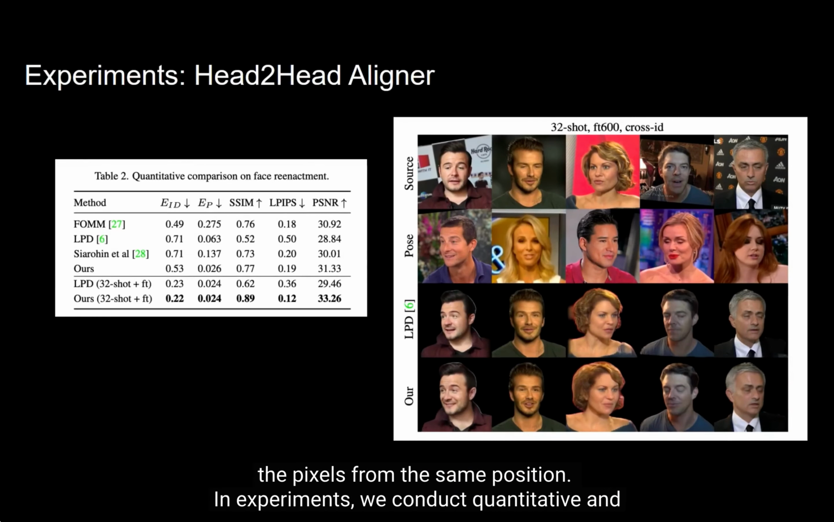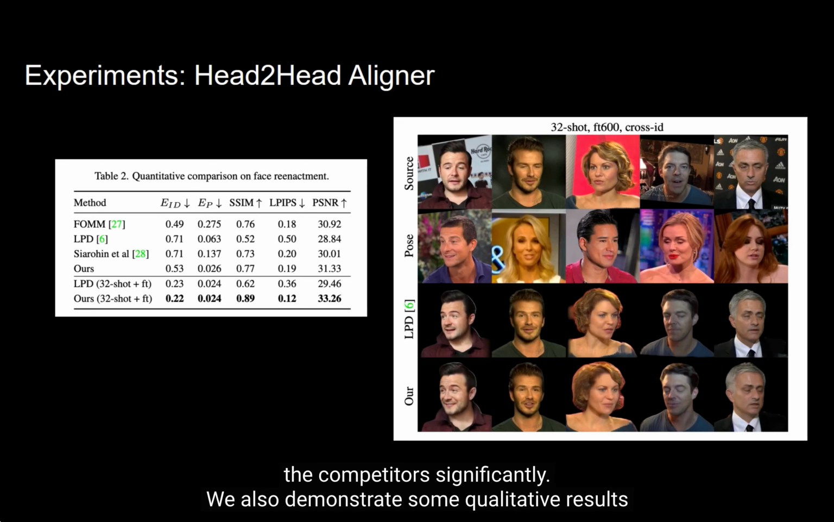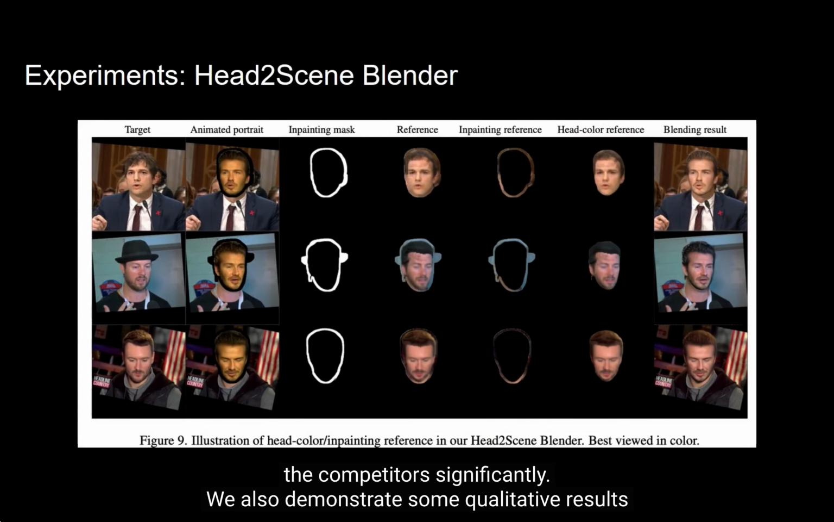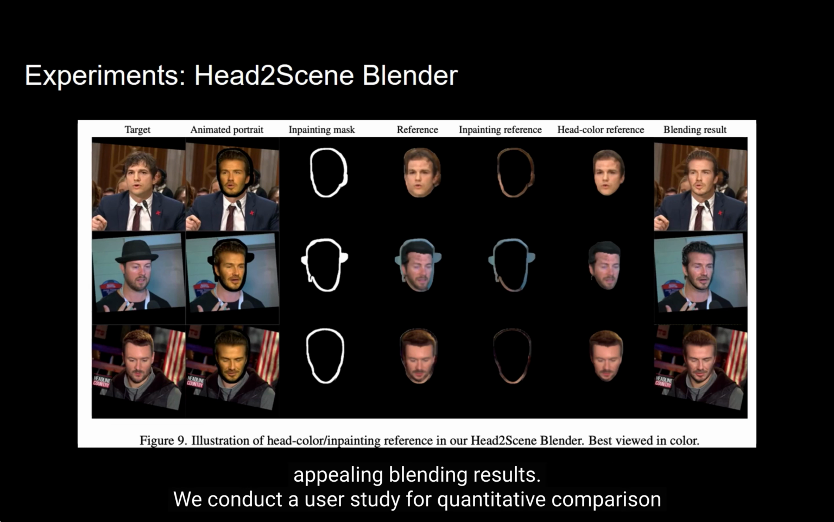In experiments, we conduct quantitative and qualitative comparisons on face reenactment task. The proposed head-to-head aligner outperforms the competitors significantly. We also demonstrate some qualitative results of the head-to-scene blender. The blender achieves reasonable color reference and yields visually appealing blending results.